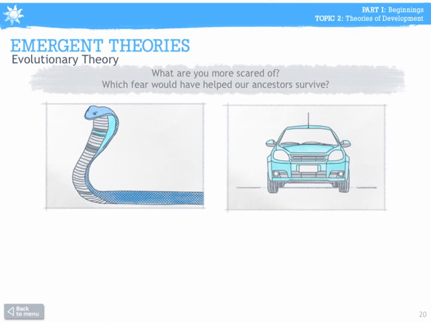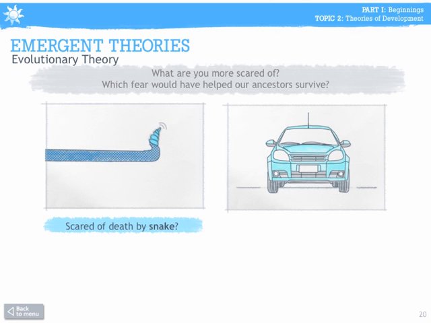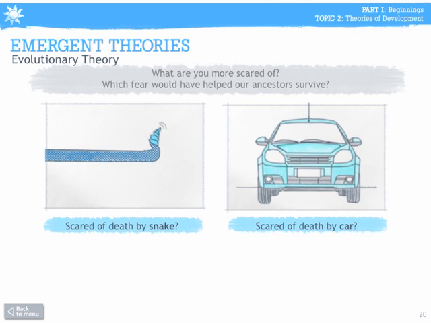Then there's the evolutionary theory, and according to evolutionary theory, two long-standing biologically based drives for every species are survival and reproduction. Understanding these two provides insight into important lifespan topics like lust, romance, protective parenthood, onset of disease, and fear of death, as you see illustrated on this slide. So scared by a snake, scared of death by car. What are you more scared of? Which fear would have helped our ancestors survive?